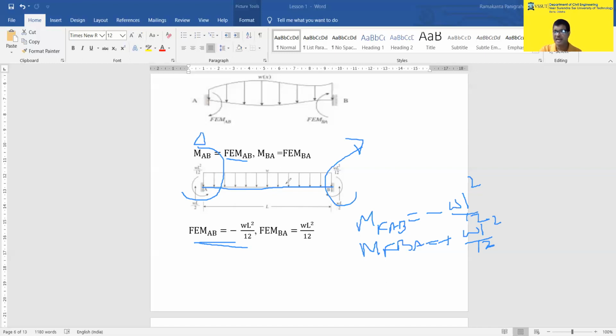So for various kinds of application of loads like point loads, moment, varying loads, UDL, or a combination of loads, you can find the fixed end moment. First find out the fixed end moment due to the applied loads.